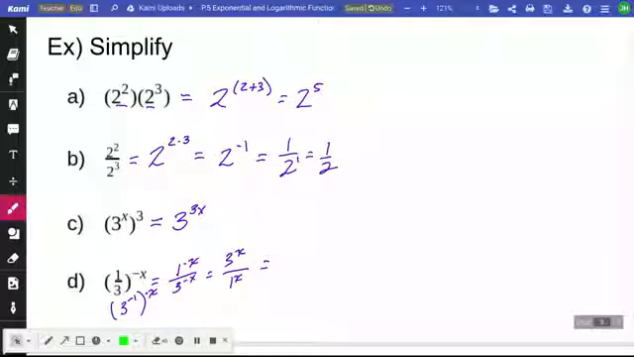This does simplify. 1 to any power is just 1. I would take either of those answers, though.